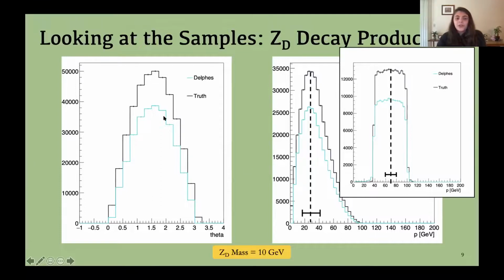And you can see here there are 2 lines. The black line is the truth level and the blue line is Delphes. And these are basically just different stages of the reconstruction process, where Delphes is that program that shows you what happens when it goes through the detector itself. And the truth level is just before we even worry about it going through the detector, just looking at it as it is.